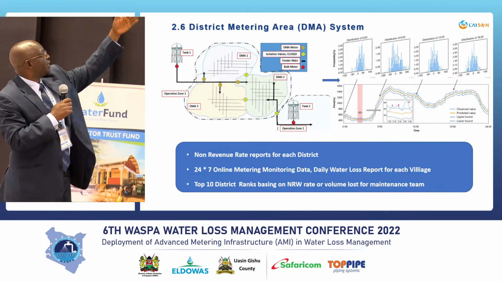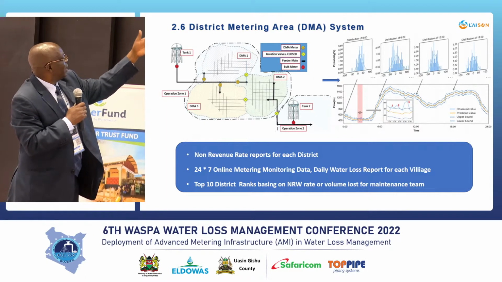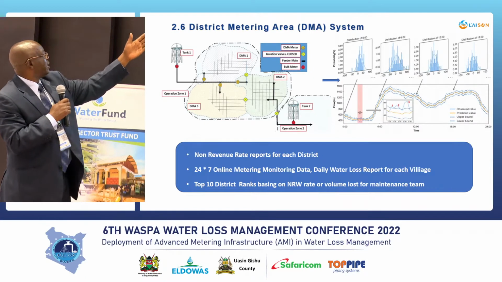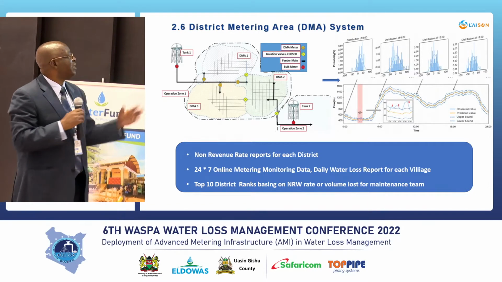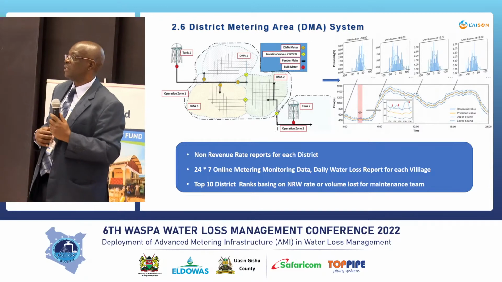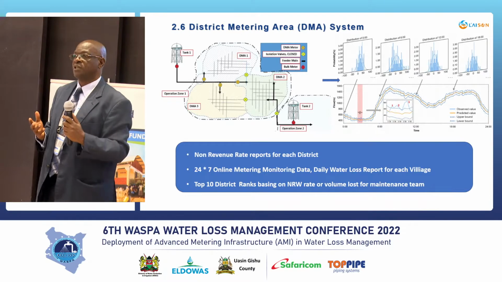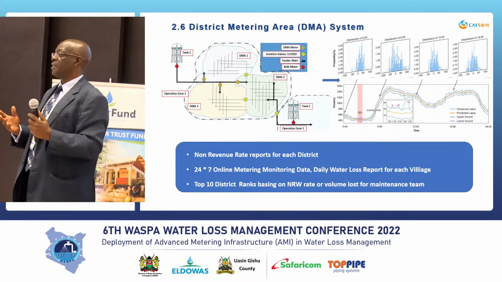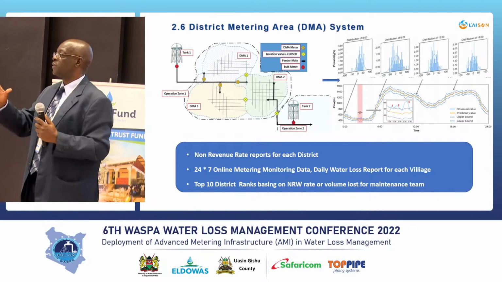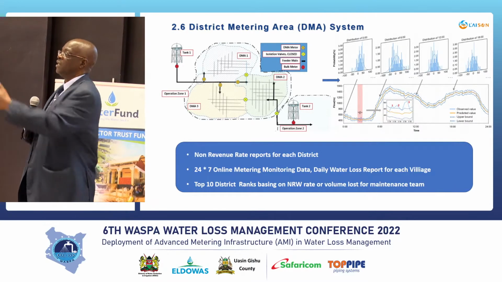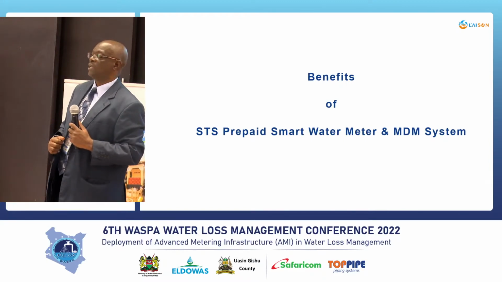So when you analyze that, you will see that the meters have really generated the non-revenue water rate reports for each district, with 24/7 online monitoring of the meters. Then you can also have in your own system the top 10 or 5 or new districts where you suspect there are a lot of water losses. Then we have the benefits of the prepaid smart meters.